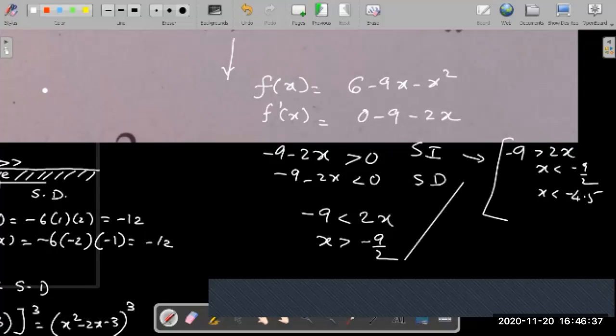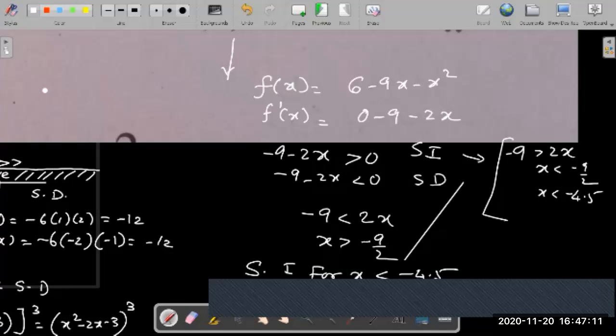Okay, sir. So now we will just say strictly increasing for x less than minus 4.5. Wait a minute, what are we doing? I think I reversed it. This is not correct. This is reversed. So strictly increasing for this, strictly decreasing for x greater than minus 4.5. So these questions are done.